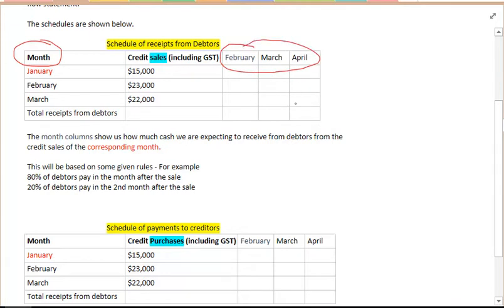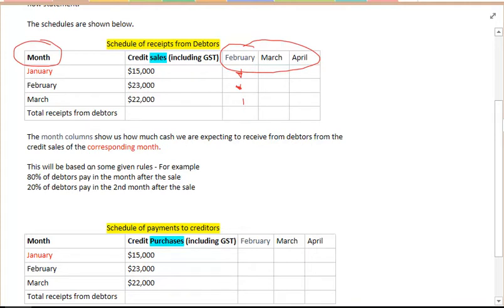run down these columns, and these amounts in these columns are going to tell us how much of these January sales are we collecting in February. Then how much of the February sales are we collecting in February, and how much of March sales are we collecting in February. Now at the bottom, we'll total that up.